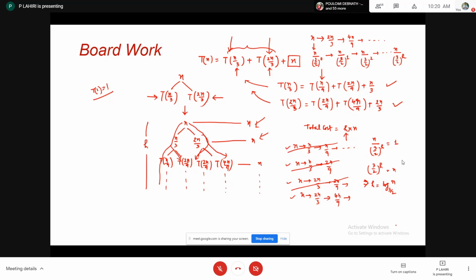Yes, sir. Okay. Then tell me the total cost. You put the value of h here: log of n base 3 by 2 multiplied by n. Ultimately, this is equivalent to theta of n log of n base 3 by 2. Okay. Is it clear? Yes, sir.